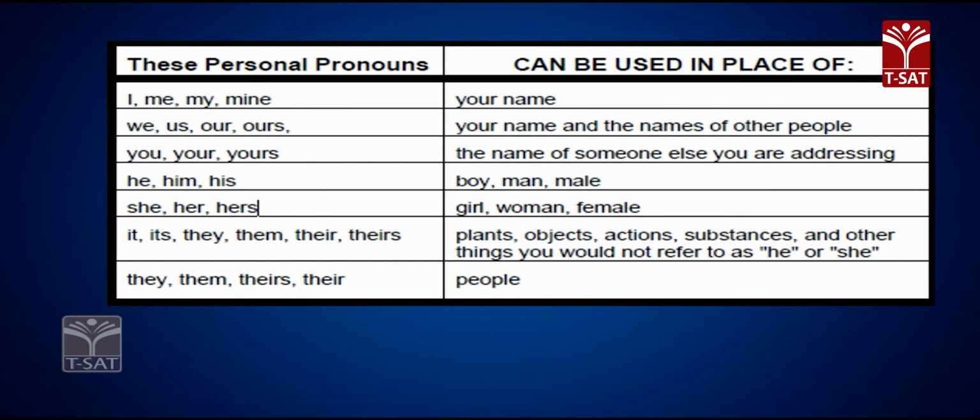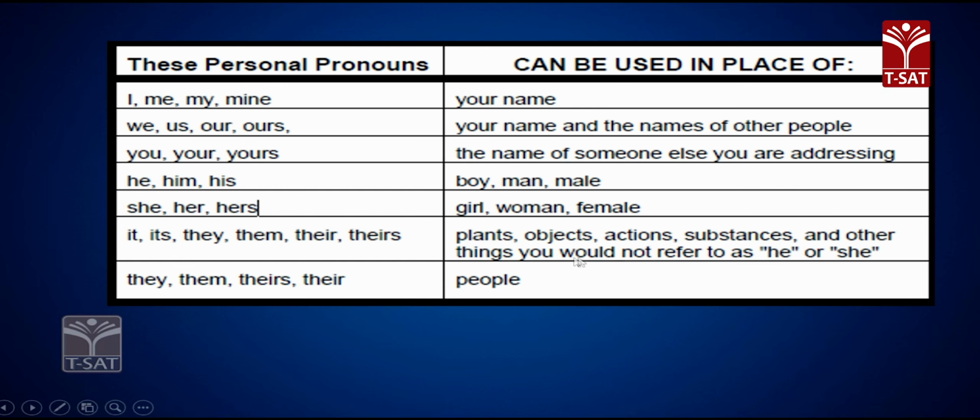See, you can see the table here. Some of the examples which are being given here: these personal pronouns can be used in place of your name: I, me, my, mine; we, us, our, ours; your name and the names of other people: you, your, yours; the names of someone else you're addressing; he, him, his, boy, man, male, masculine. When you come across masculine gender, you can make use of these personal pronouns. Feminine gender, girl, woman, female, can be replaced with these personal pronouns called she, her, hers.